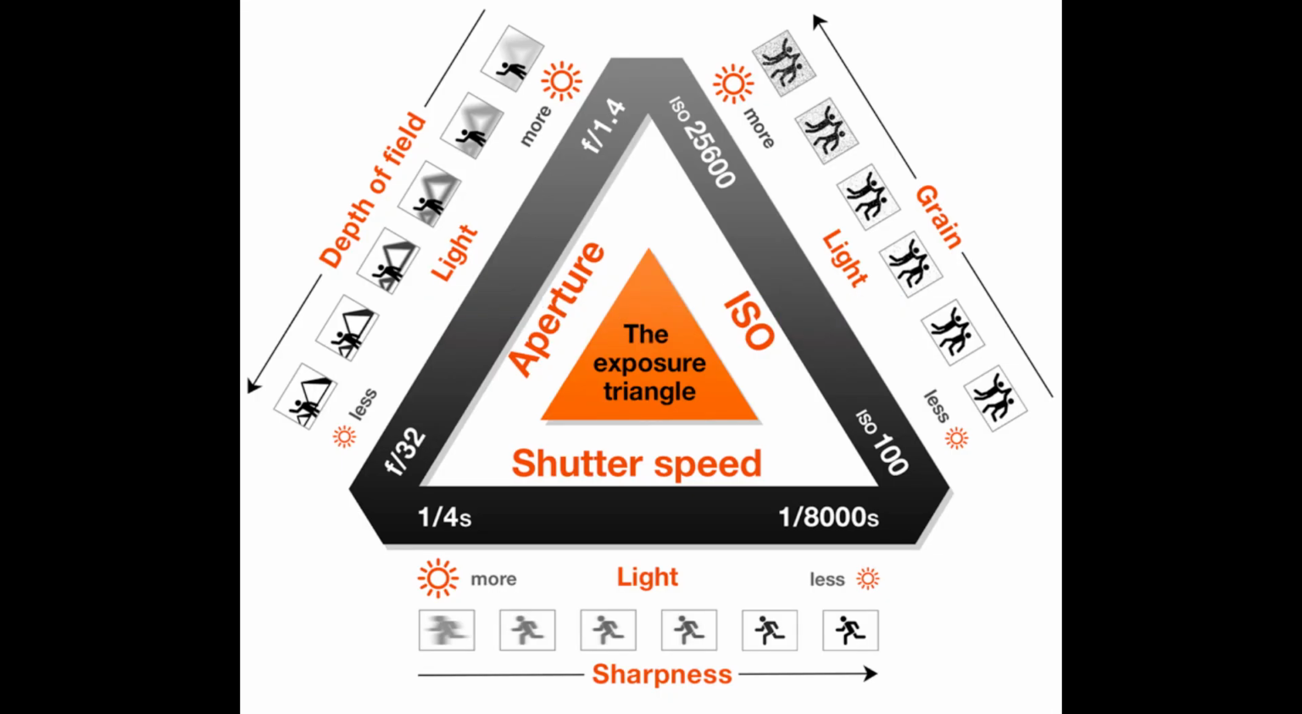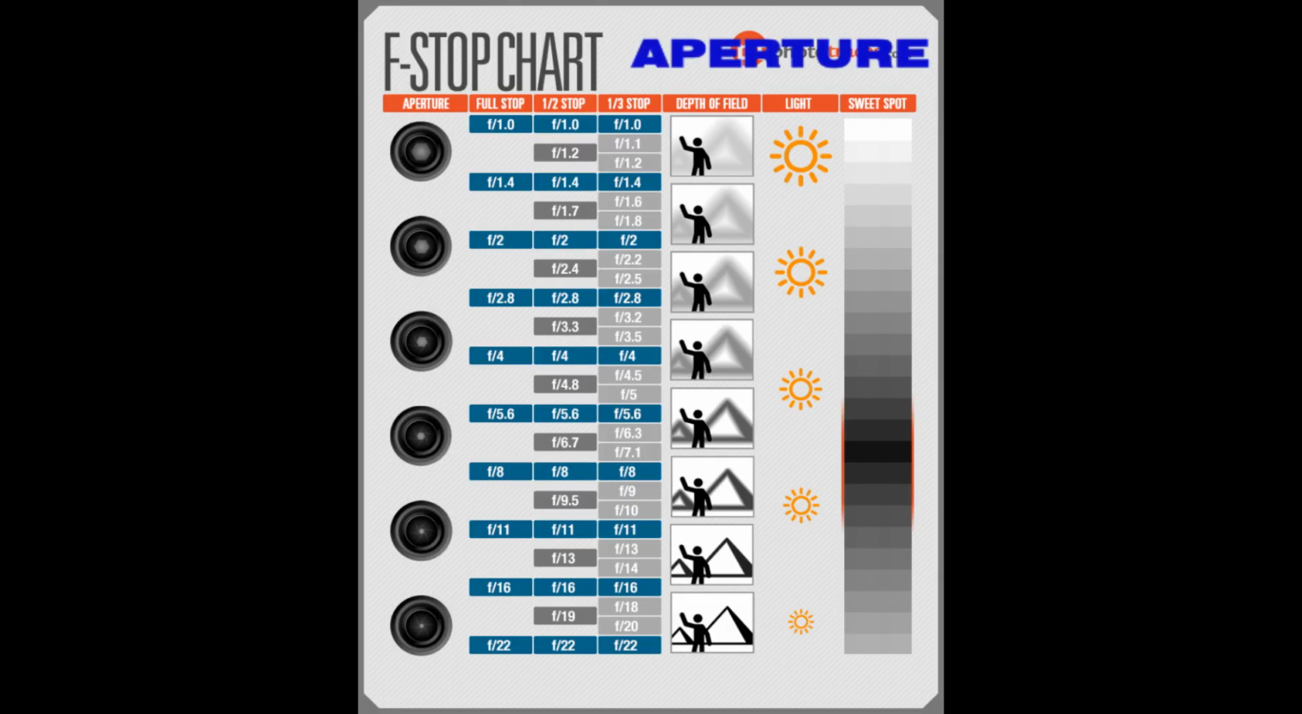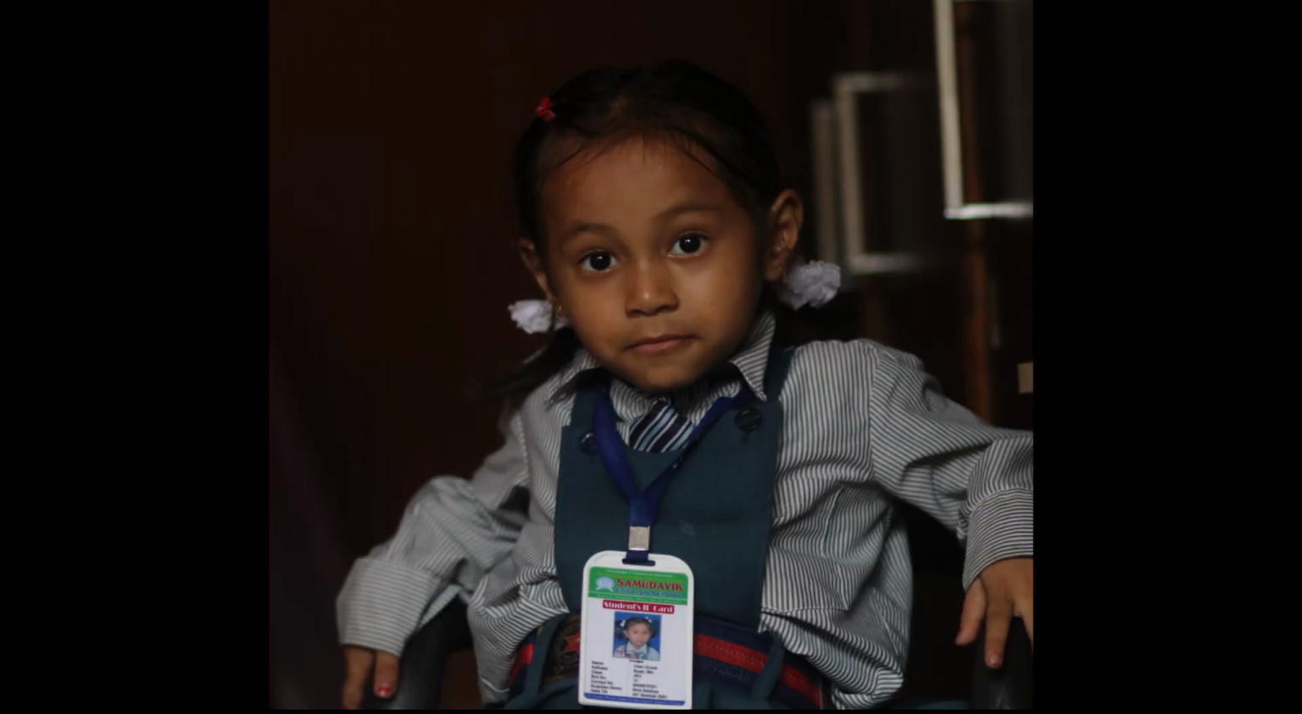2. Exposure. Aperture directly affects the amount of light that reaches the camera sensor. A wider aperture, lower f-stop number, allows more light to enter, resulting in a brighter exposure. Conversely, a narrower aperture, higher f-stop number, restricts light, leading to a darker exposure.